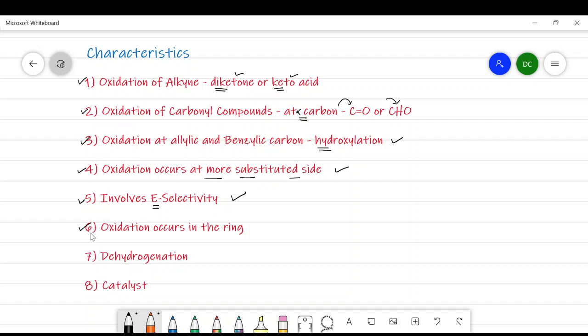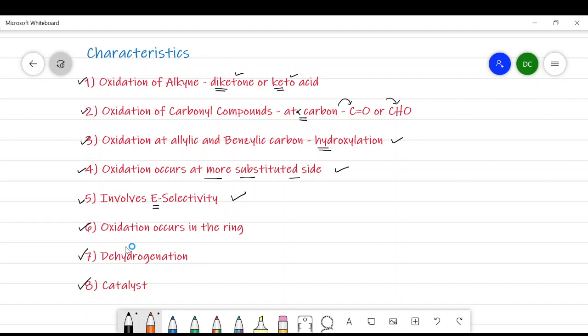Along with this oxidation, SeO2 or selenium dioxide is used for the dehydrogenation process, and also it is used as a catalyst in the trans-hydroxylation process. So these are the characteristics, and these characteristics along with the examples we are going to see in the applications of SeO2. To understand the application or these characteristics, we have to go through the mechanism of this SeO2 or how the SeO2 carries out the oxidation.